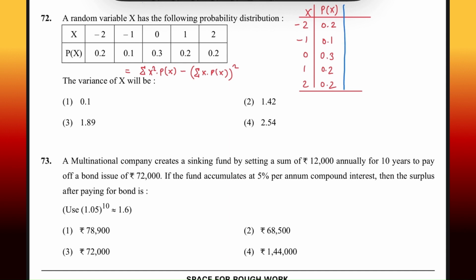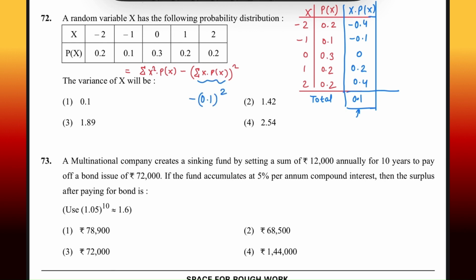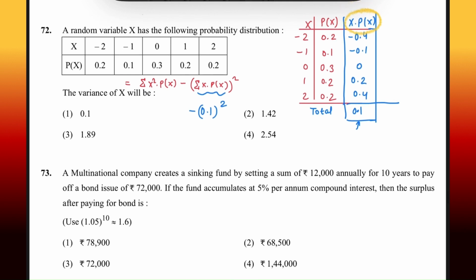First let's find out x px and then the total column. So what is x px? We have to multiply x by px. That gives you minus 0.4, minus 0.1, 0, 0.2, 0.4, and the total is 0.1. So we have found the mean, which is 0.1, and we will use it here. So here you have minus 0.1 square. How do we find the first term? Summation x square px. We have to take the total of x square into px. We already have x into px, so I can multiply by the x column and get x square px, right? So let's find out x square px.